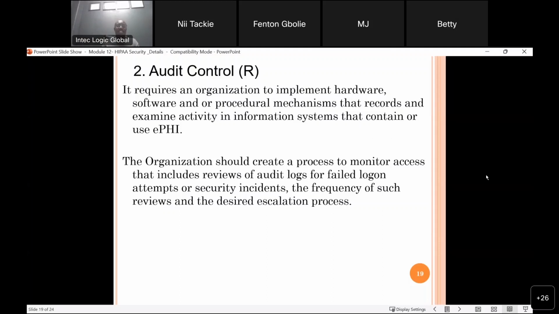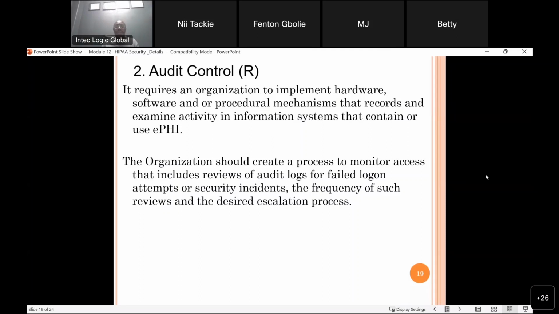The organization should create a process to monitor access that includes review of audit logs, right? The logs that are being collected. You check why the login failed. Maybe somebody was trying to log on to the computer. Either the person has forgotten their password, they try several times and it locks them out. You should be concerned about that, right?